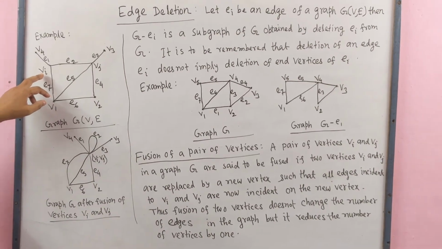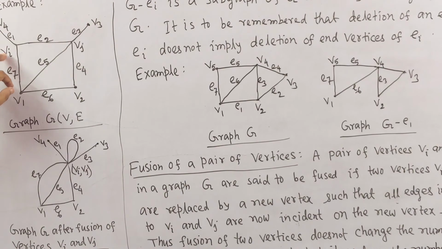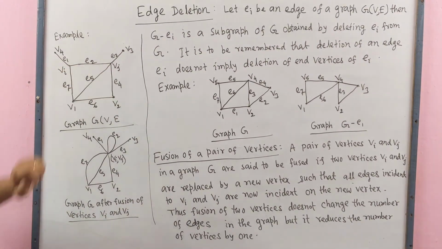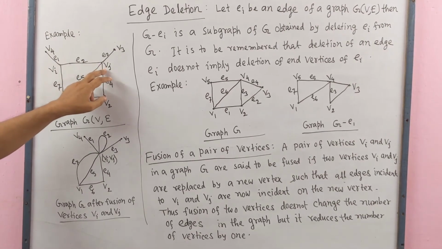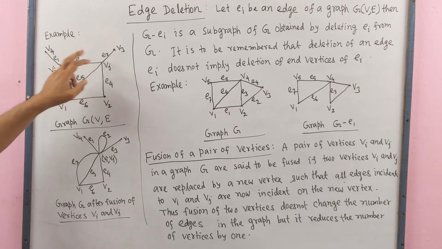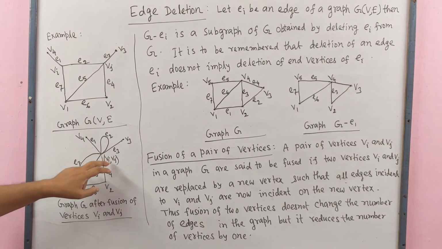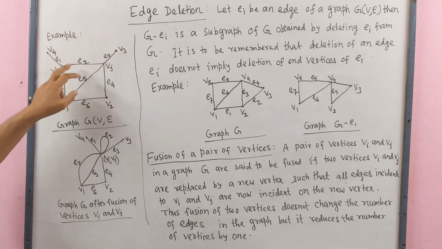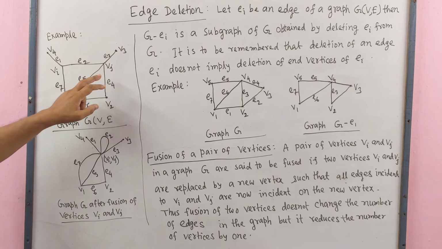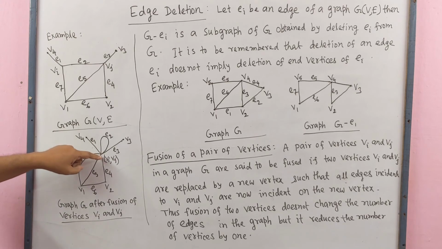Here, we see that Vi and Vj are two vertices. We wish to fuse these two vertices. So, two vertices will be replaced by one vertex. We rename this vertex as ViVj here. But edges incident to these vertices will be incident to this vertex ViVj.